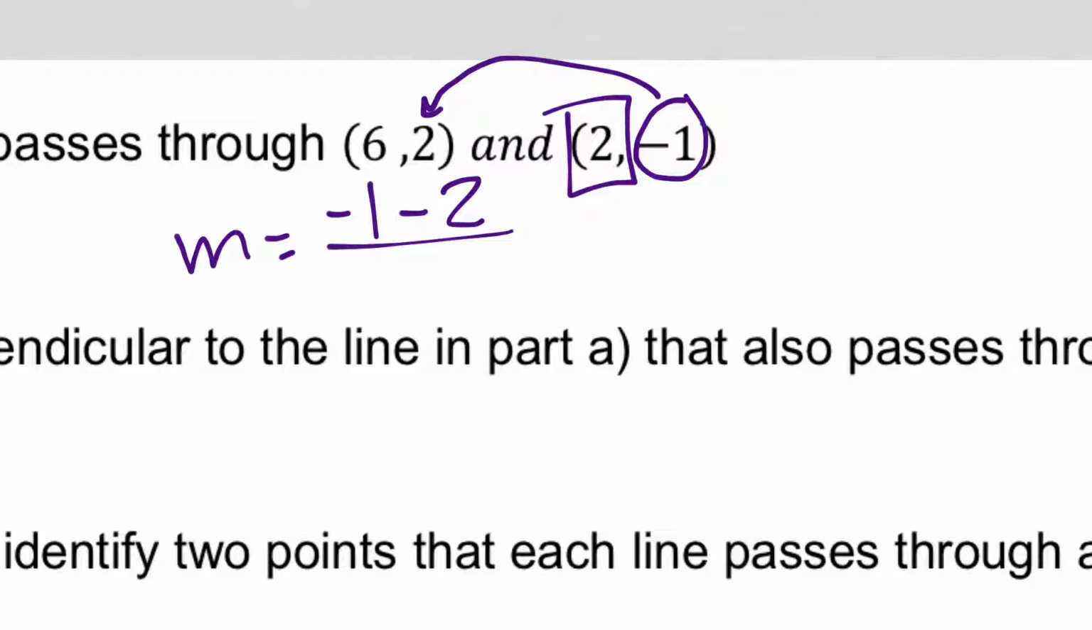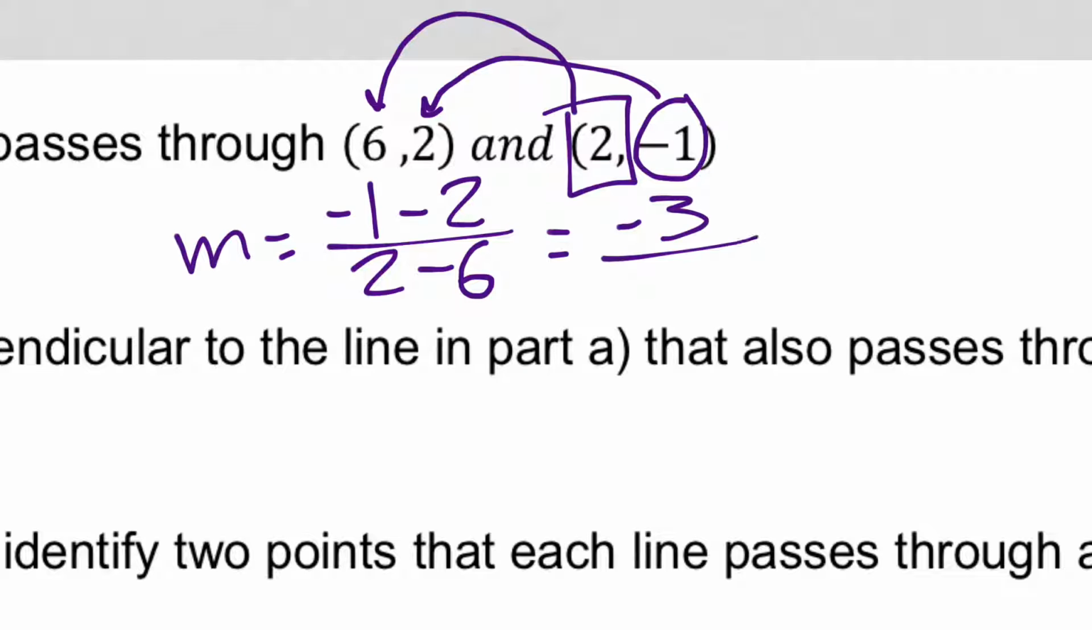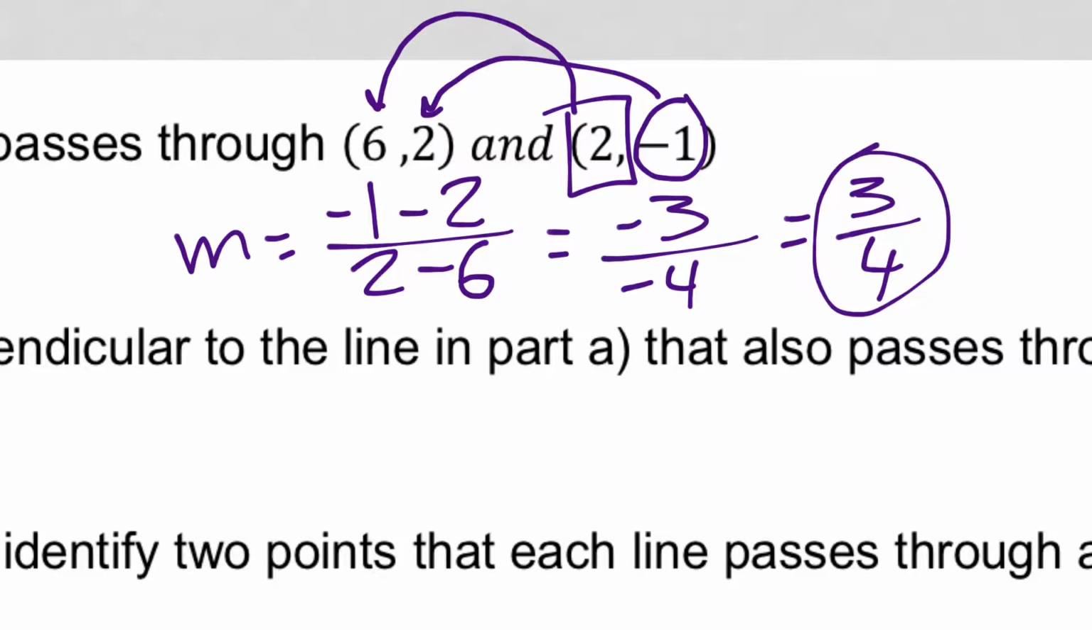I started with that point, so I have to start with 2 there. If you use the other x value, you will get the opposite of the answer. So 2 minus the other x value is 6. So that one, 6. And what do we get? -1 minus 2 is -3. 2 minus 6 is -4. Double negative, so what do we get? We get 3 over 4 as the slope.